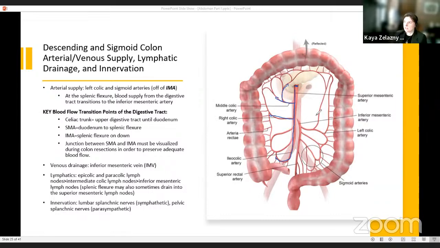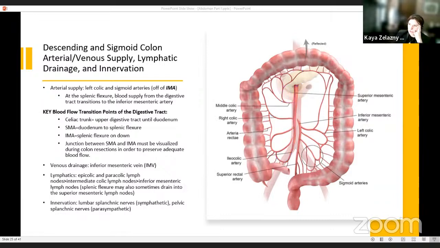Now that we are moving into the descending and the sigmoid colon, we want to think about our third little branch off the aorta going to the intestines and the contents of the abdomen, our inferior mesenteric artery. So if you're looking for these in lab, there's a much bigger space between the superior mesenteric artery and the inferior mesenteric artery than there was between the superior mesenteric artery and your celiac trunk, which is just like a centimeter. So you're looking a lot farther down when you're looking at that separation.